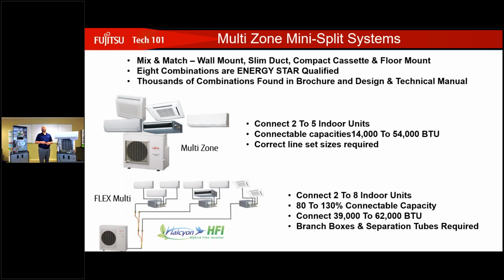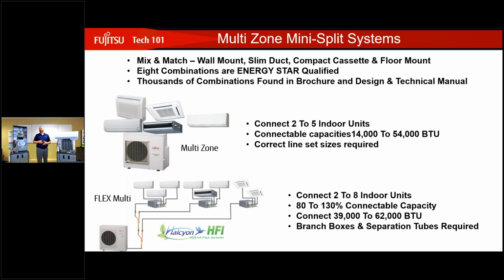Okay, so our connected capacities are always going to be the most important thing when sizing our equipment. We want to make sure that we stay between that 80 to 130% connected capacity. The Fujitsu full line brochure is going to go over that. You can see your connected capacities. I believe it's on pages 63 and 64 of the full line brochure. It'll give you a complete breakdown of what size indoor units you can use with each individual outdoor unit.